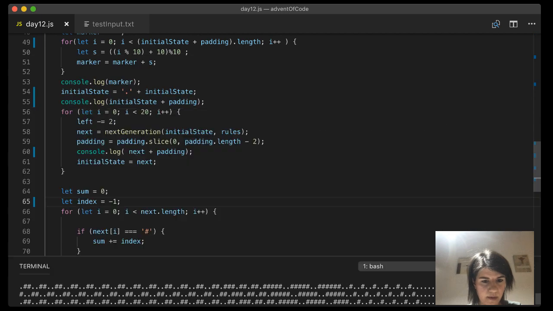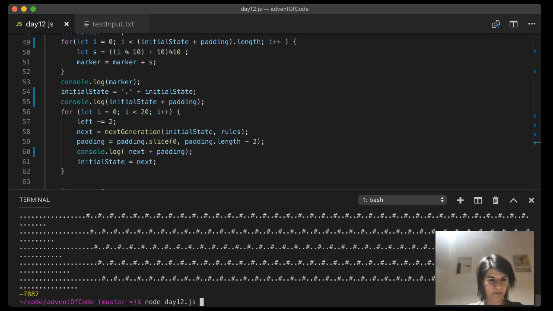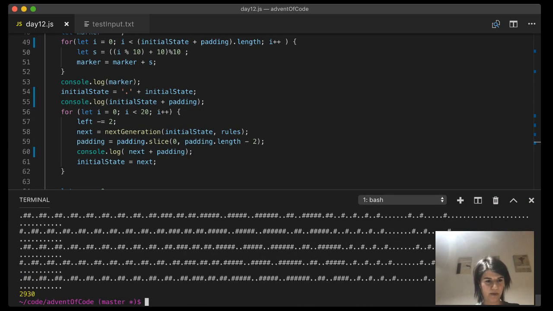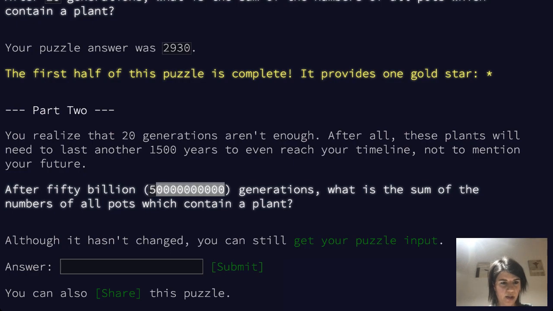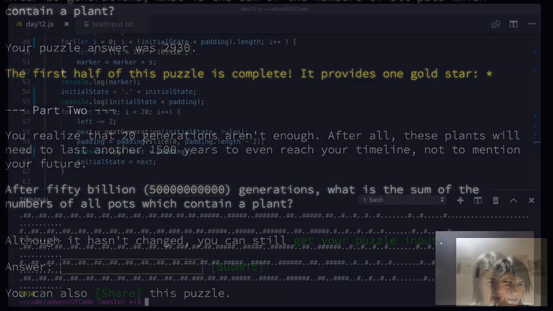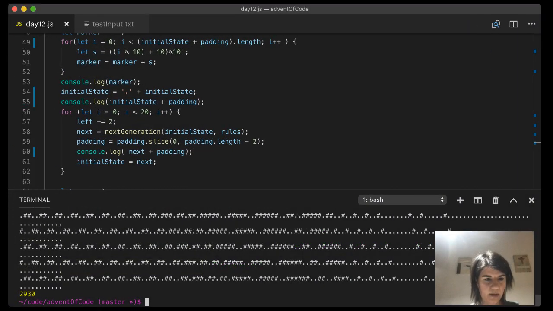Okay, here's the terminal. 2930. I don't even remember what my solution was. Let's check back. 2930. Okay, so we are back to the correct sum. Did I switch to code again? Yes, I did. So we have the correct sum.